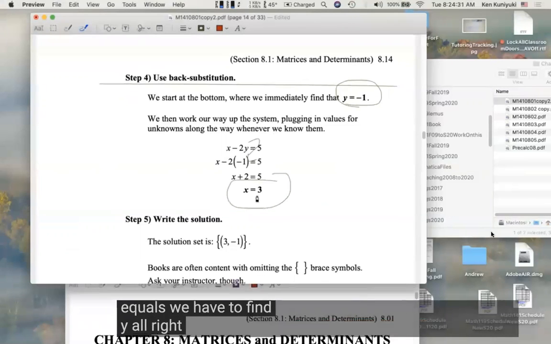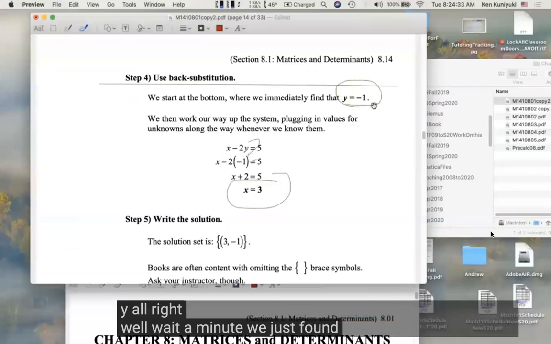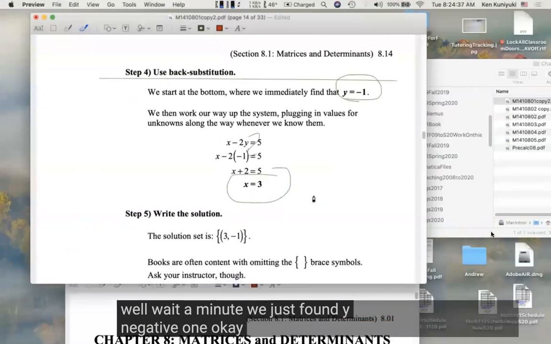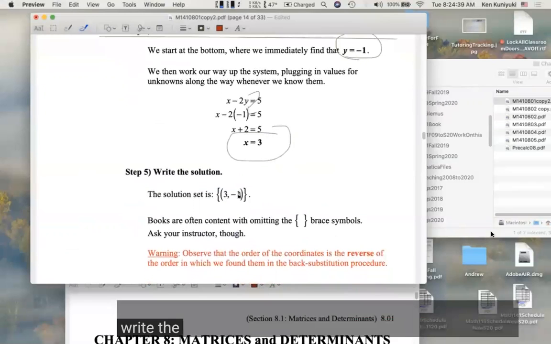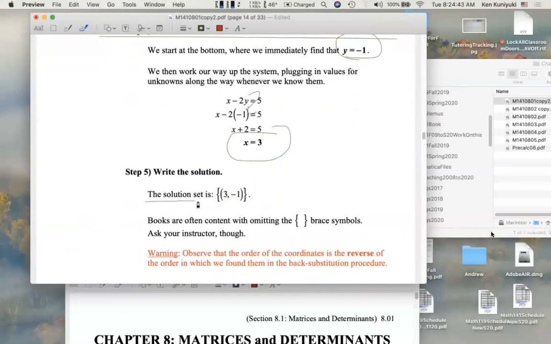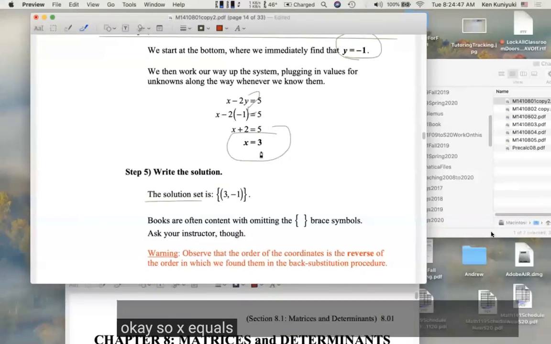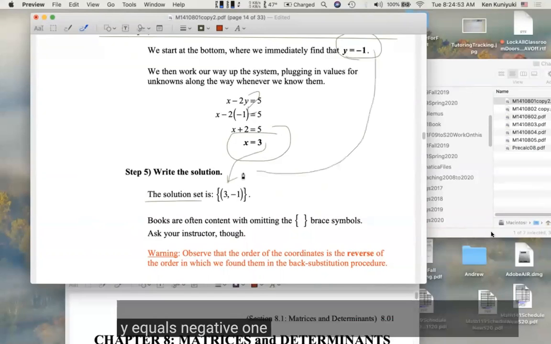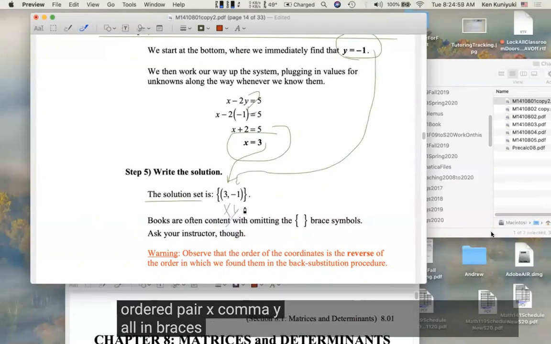All right. Well, wait a minute. We just found Y. -1. Okay. Write the solution in solution set form. Okay, so X equals 3. Y equals -1. Ordered pair, X comma Y, all in braces.